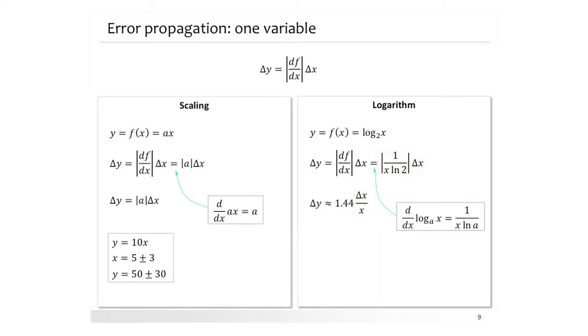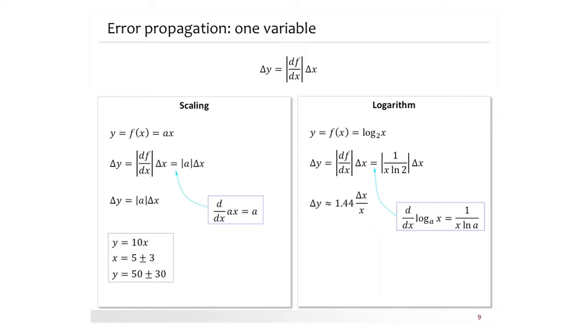Why did I do this? Say again? X is positive. X has to be positive, because otherwise we won't be able to take the logarithm. So in the first place, it is always a positive number, so we don't need absolute values here. So it's 1.44 times delta x over x.